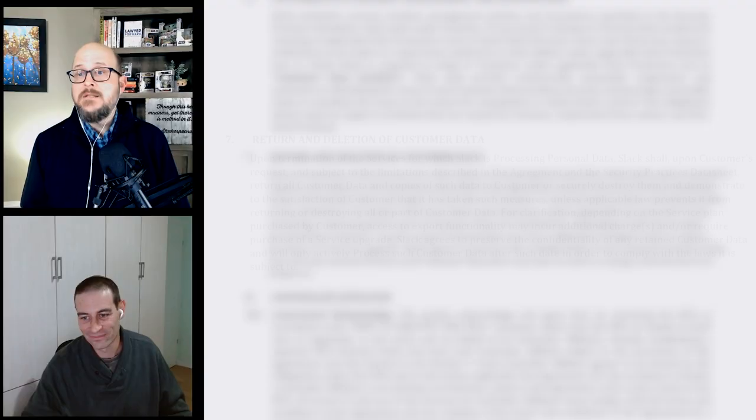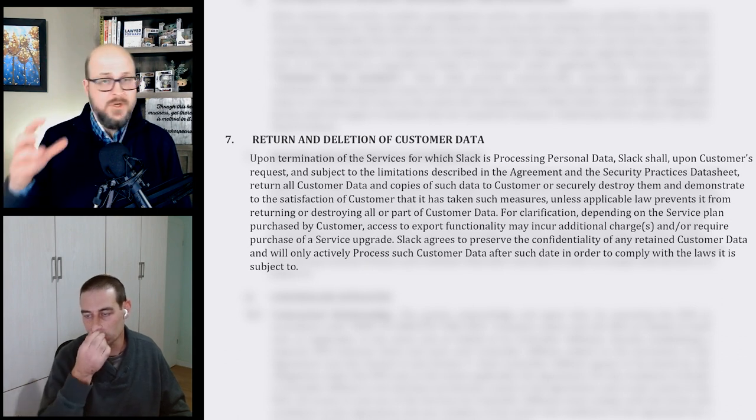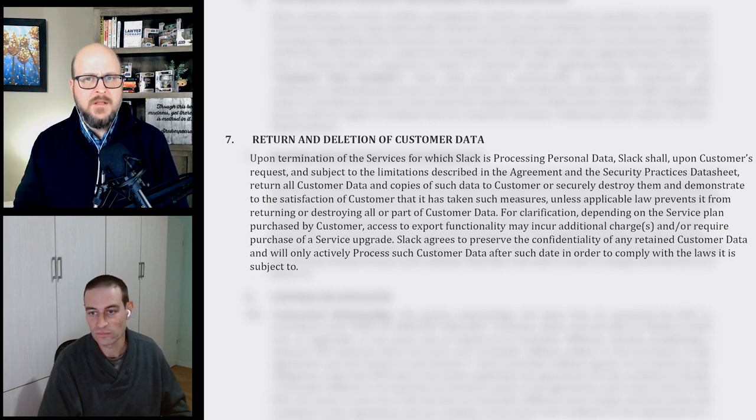Got it. Well, eventually you're going to cancel Slack. Theoretically, your company might end. You might move to some other platform. Section 8 talks about that. The return and deletion of personal data. Pretty short paragraph. Basically says you leave, we kill the data. Have a nice life. What do you think about the way they're handling this?